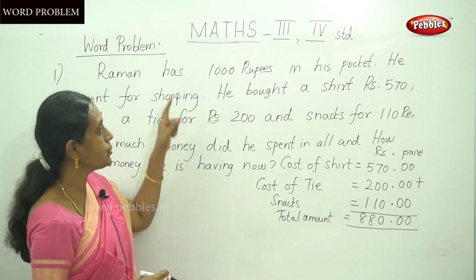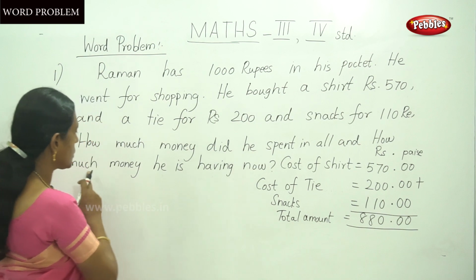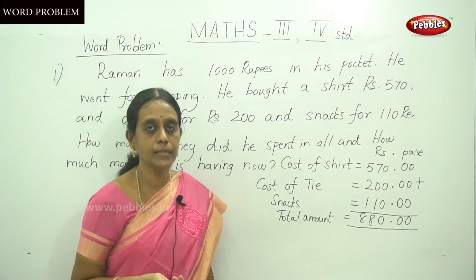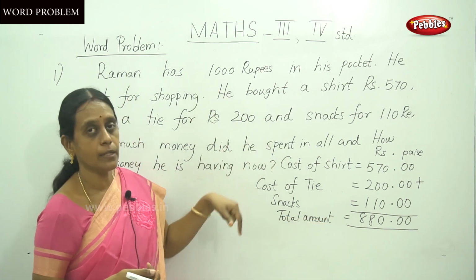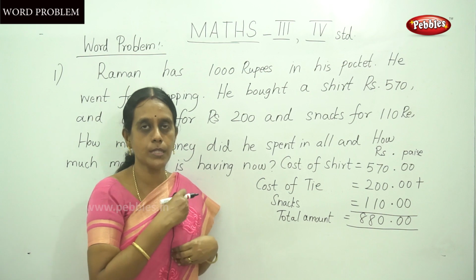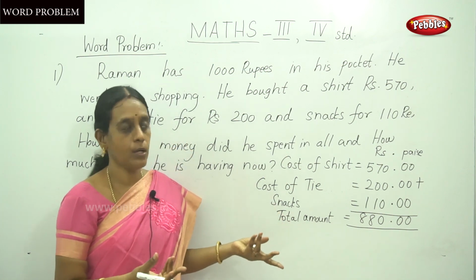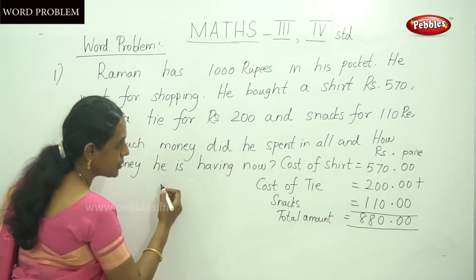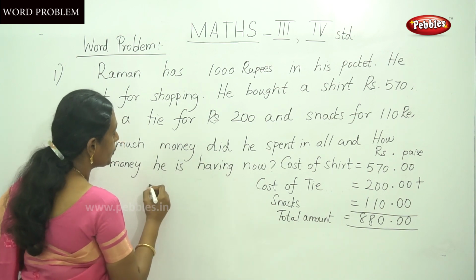Okay, and in total he has only 1000 rupees. And find out the last question: how much money does he have now? So you have to subtract 880 from 1000. He has 1000 in his pocket. He spent 880 during his shopping. So you have to subtract the numbers. Here I am going to do this subtraction. This was the addition, and now the total money.